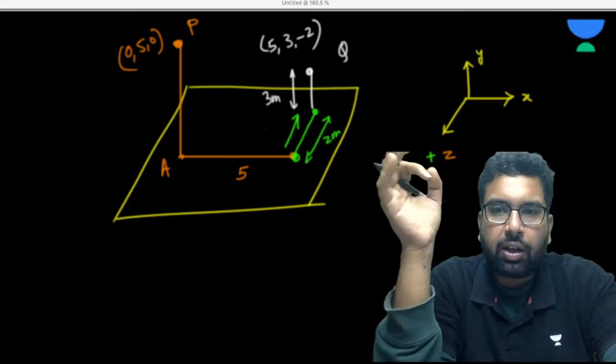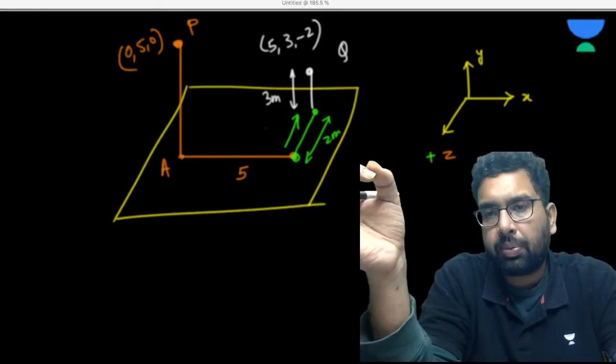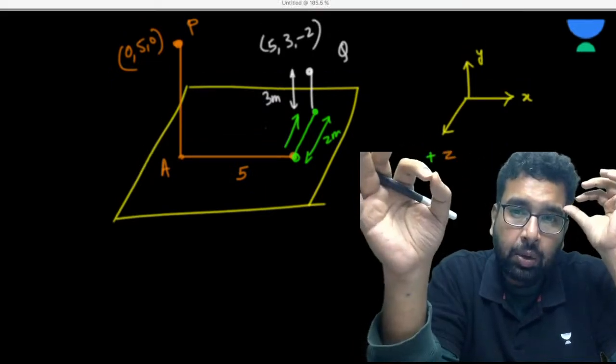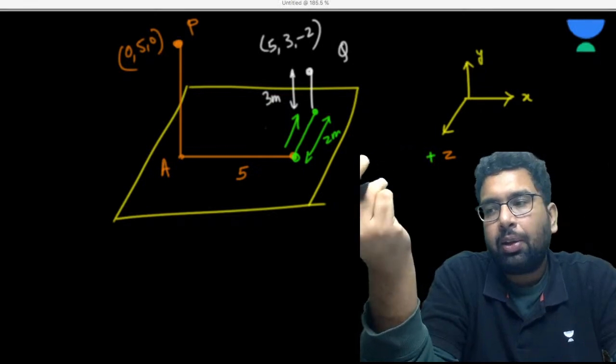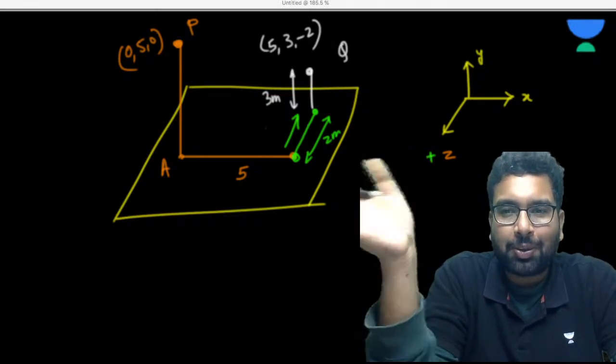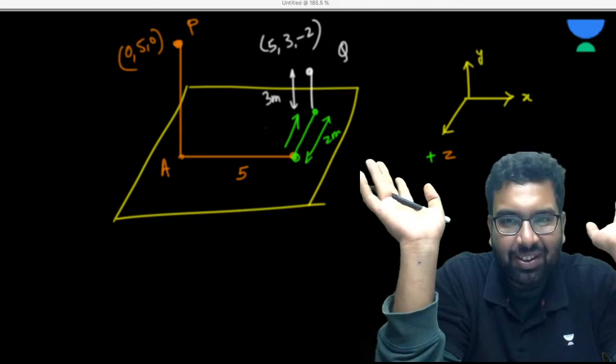Now we have talked about it, so you can go and check the session on position and displacement vector if you still have any doubt in this question. Once you have the coordinates of 2 points, then this is like, you know, eating butter toast, right? Very, very simple afterwards, right?